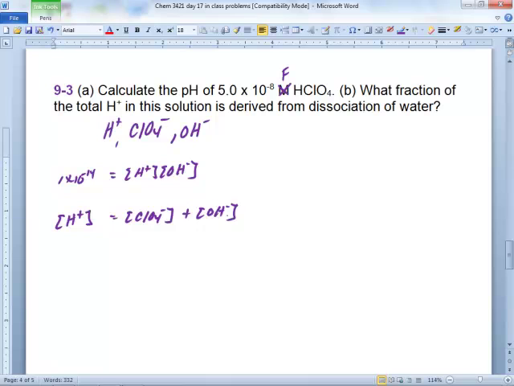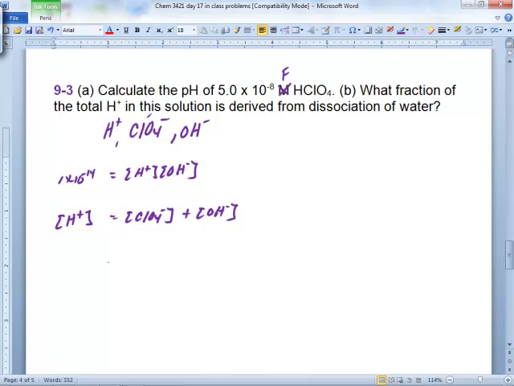Do we have more to go, or can we start plugging and chugging here? What did she say? Oh, one more. Okay, and what would it be? The perchlorate concentration equals 5.0 times 10 to the negative 8. There's no other source for perchlorate, and it's the conjugate of a strong acid, so you can't write a Kb. So it's just going to be sitting there.